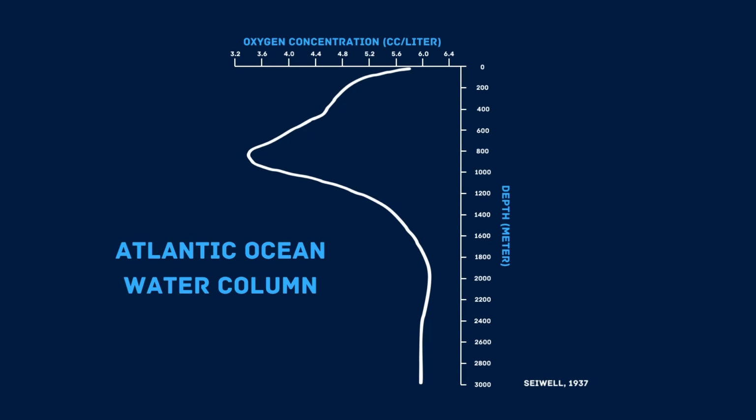This is the average oxygen concentration of the water column of the Atlantic Ocean. Concentration is measured in cubic centimeters per liter, increasing from left to right on the x-axis. As we descend, the oxygen concentration diminishes quickly until it hits its minimum at 3.4 cubic centimeters per liter at 850 meters deep. The concentration climbs afterwards, eventually stabilizing at 6 cubic centimeters per liter at 2,500 meters.